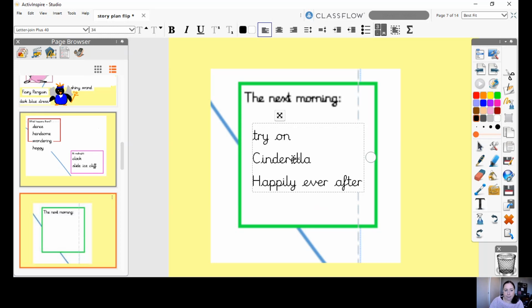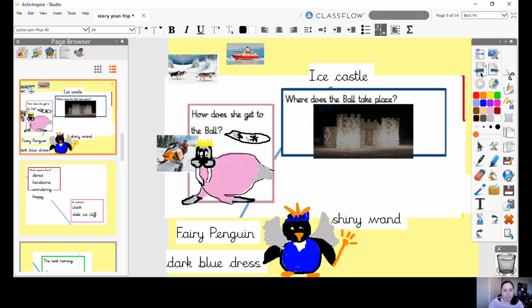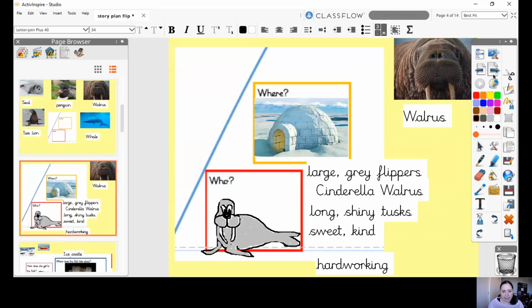So that's my plan. Once I've got the basic ideas of what I want my story to be about, I can then go back and add some extra detail to help me. So here, you might want to start with something like once upon a time, or in a land far away, or in a faraway land. So I'm going to go back to my first part of my plan here, and I'm just going to type in a far away land. And that will remind me that that's how I'm going to start my story.